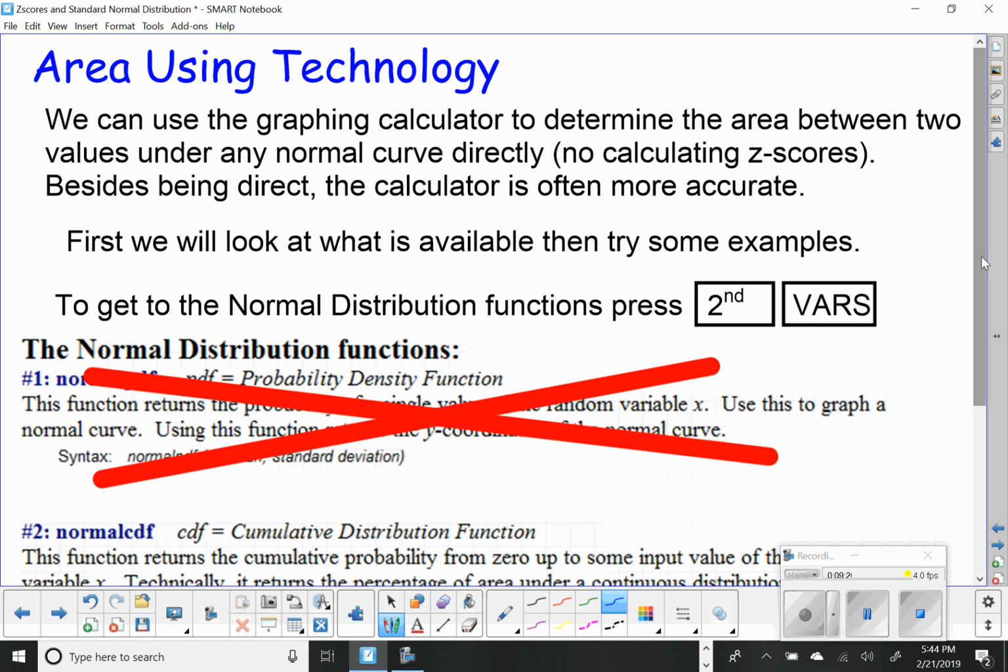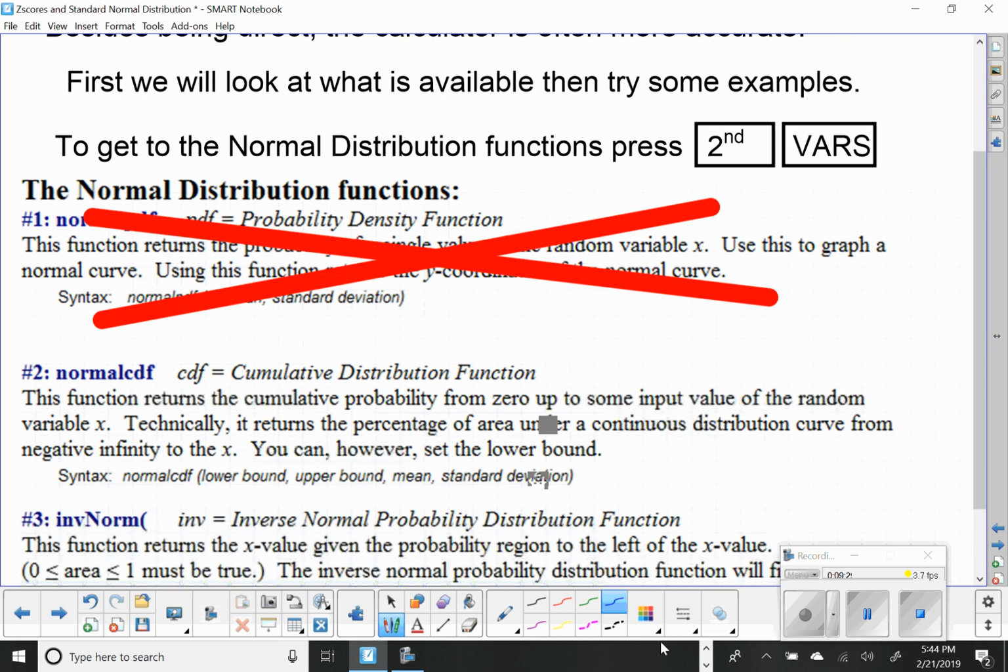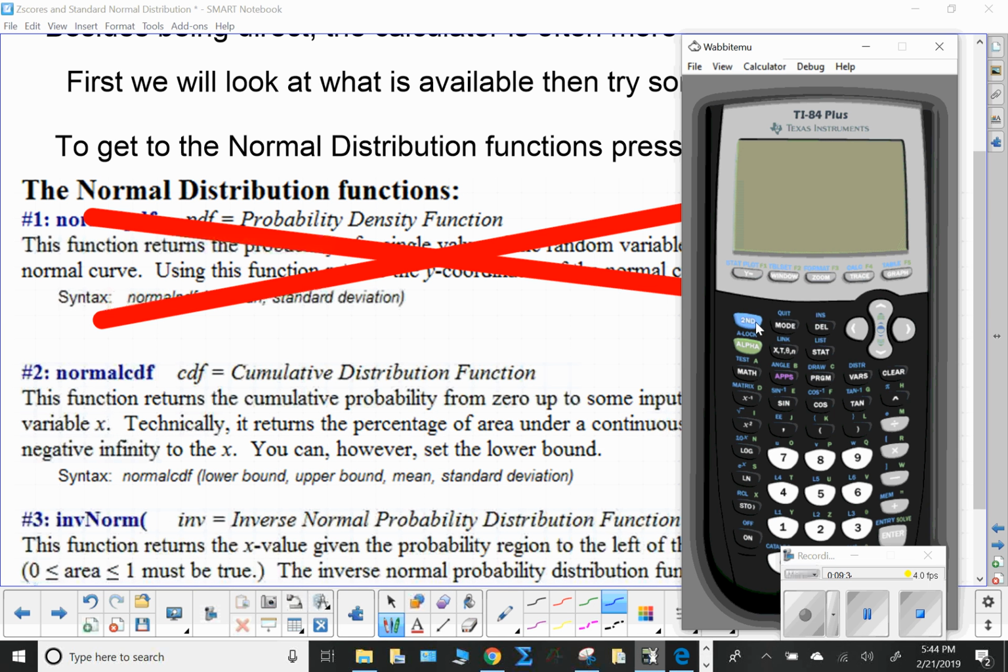For the calculator, you're going to press the second vars button. Here's your second button. Here's your vars button. So when you turn it on, clear, you would hit second vars, and notice you see normal PDF. We're not going to be doing a probability density function. Normal CDF, we are doing the cumulative distribution function, and we'll also be looking at using the inverse norm. Okay? Right now, what we're talking about, though, is the normal CDF.